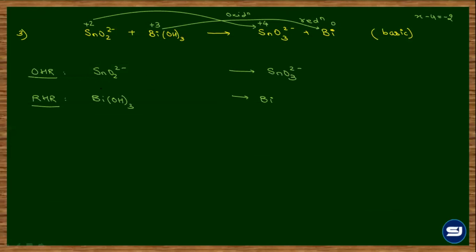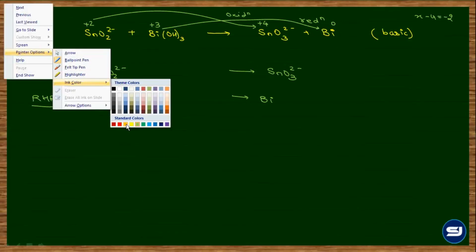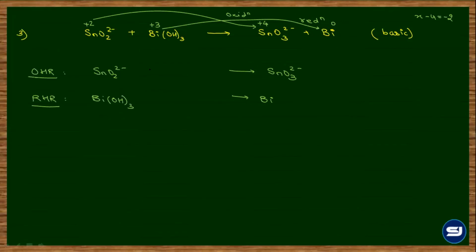Start balancing of oxygen. SnO2 2 minus and SnO3 2 minus. See, Sn atoms are already balanced. Oxygen ko dekhna hai, so we will be adding one H2O on the left. And for the Bi wala species, we will be adding 3 H2O on the right.